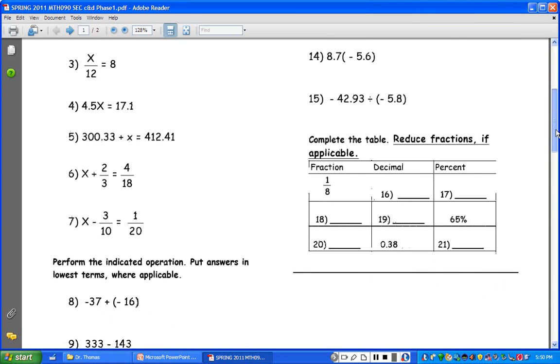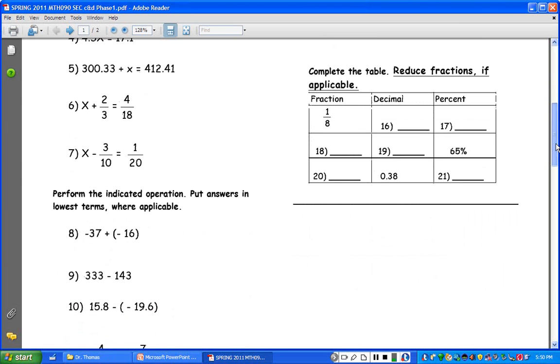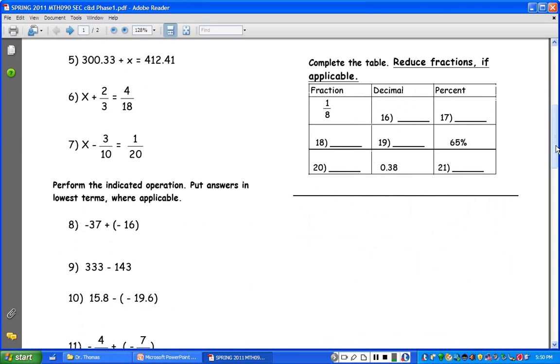Alright. Let's go on to number 16 here. This little chart says complete the table, reduce fractions if applicable. Notice they underlined it, so they really want you to put the reduced fractions as your answers, not 2 over 12 for example. They want you to put 1 over 6. So here we have 1/8.